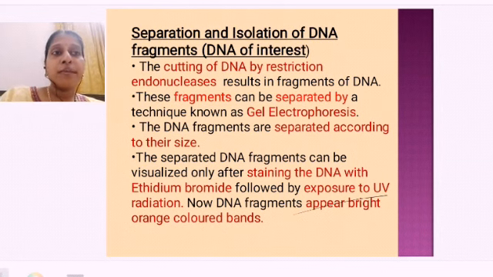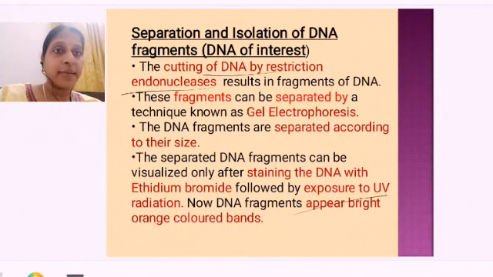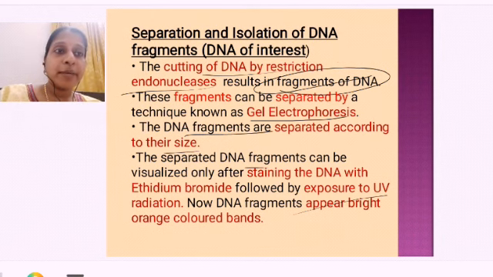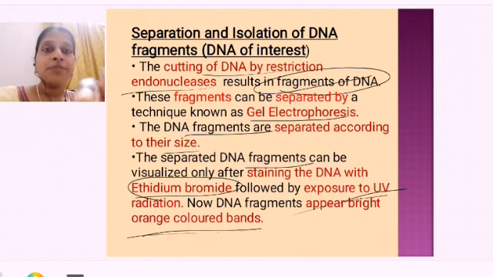The DNA is cut by restriction endonuclease, the restriction enzyme. Now we are getting fragments of DNA. The fragments of DNA are separated by gel electrophoresis according to their size. The separated DNA fragments are visualized by staining with ethidium bromide and exposing to UV radiation. The DNA fragments appear like orange colored bands.